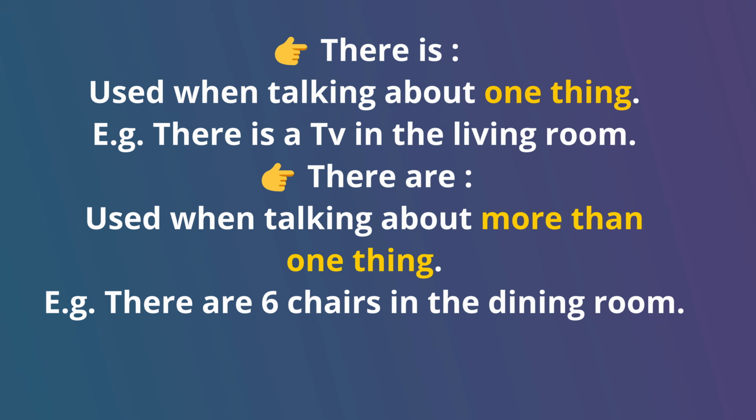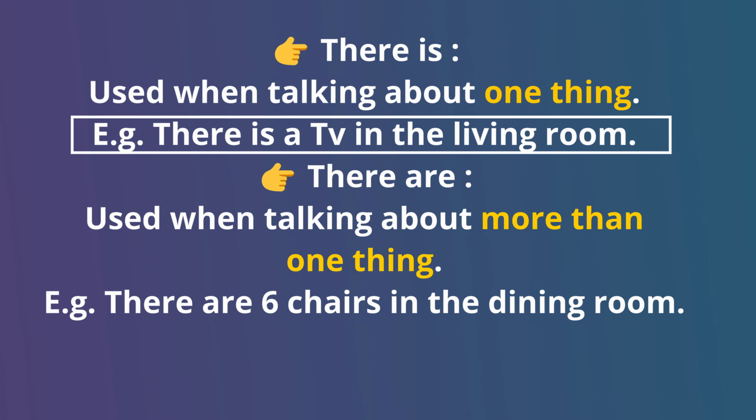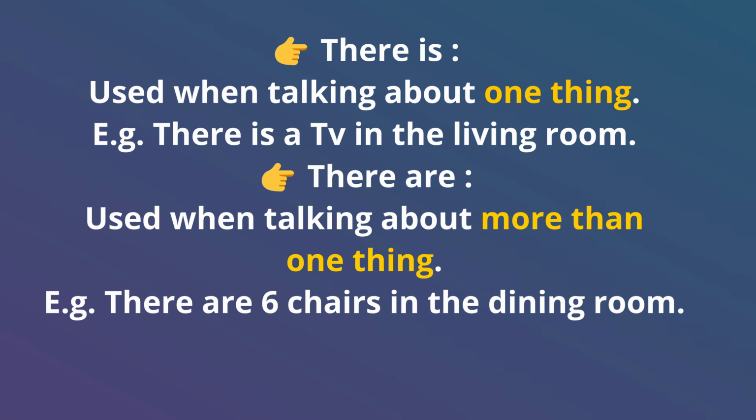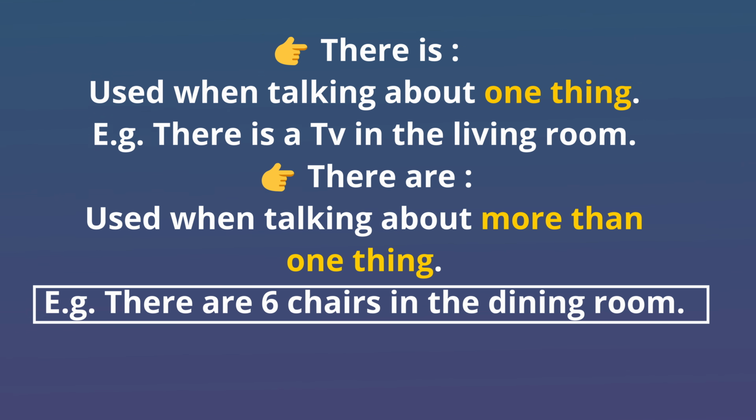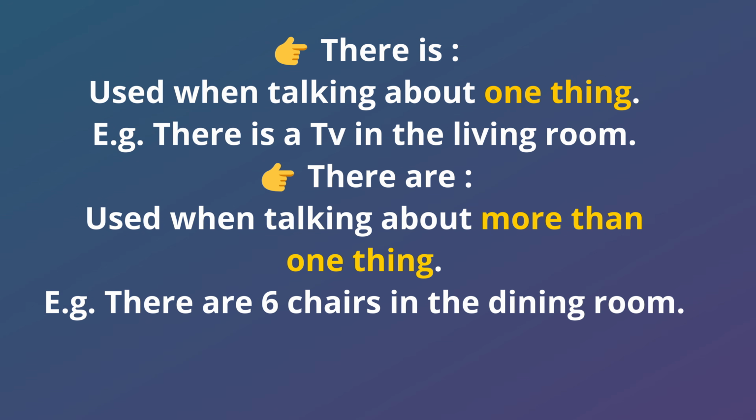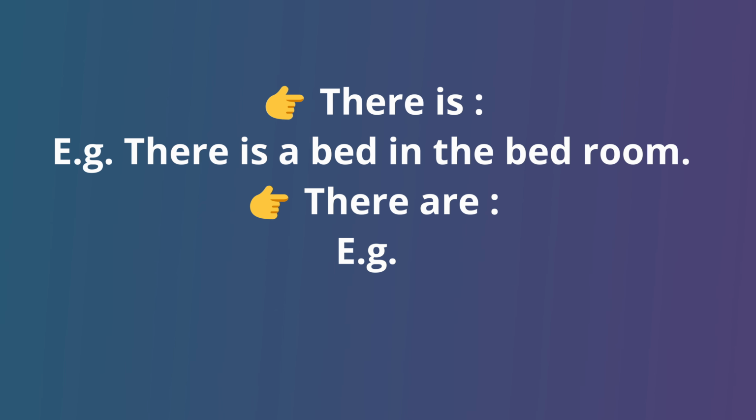things, we use a basic grammatical word: there is, there are. There is a TV in the living room. There are 6 chairs in the dining room. Let's see some sentences.